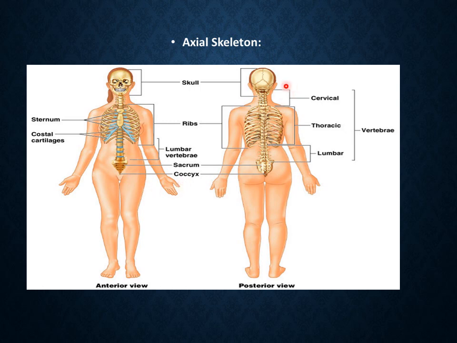The vertebrae have different regions and different names. In the neck region the vertebrae are known as cervical. In the thoracic region they are known as thoracic vertebrae, and below the thoracic region the vertebrae are known as lumbar, and in the last, coccyx.